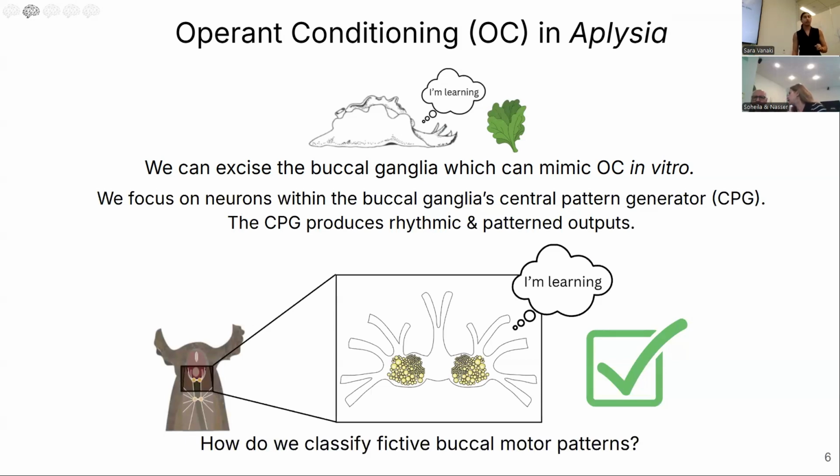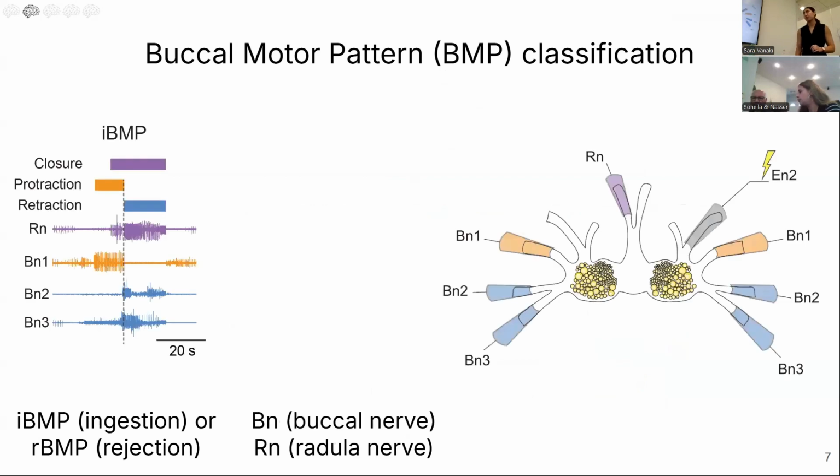So now we can look at how we classify these fictive buccal motor patterns. Buccal motor patterns, or BMPs, can be classified in one of two ways, either an ingestion pattern, an IBMP, or a rejection pattern. And we can classify this based off of the nerve activity. So on the left-hand side, look at this. In the real life animal, the equivalent is going to be, I'm going to use an example with my water bottle. It happens in two phases, this pattern.